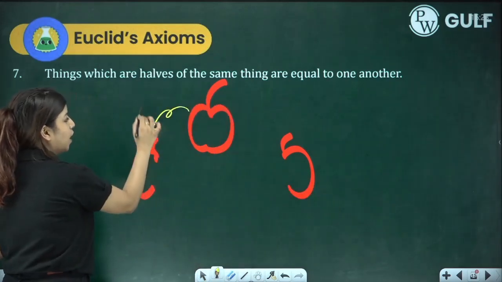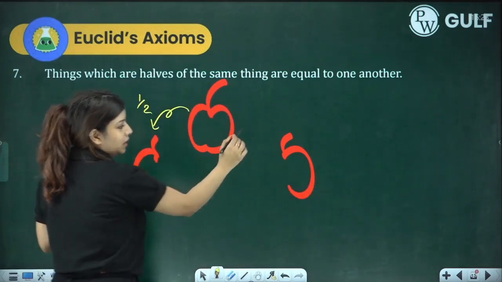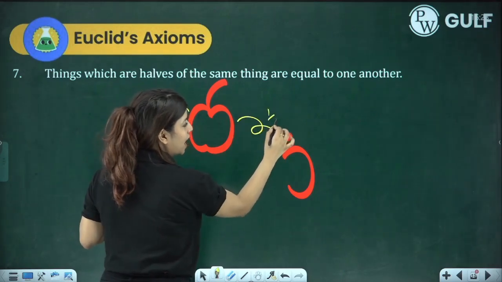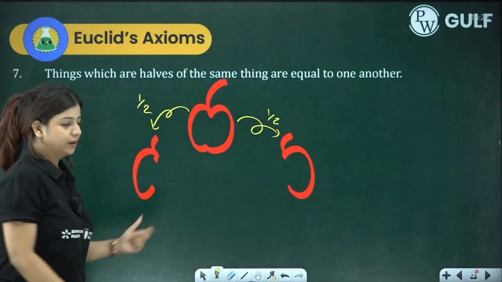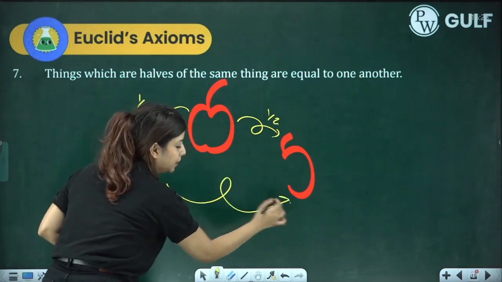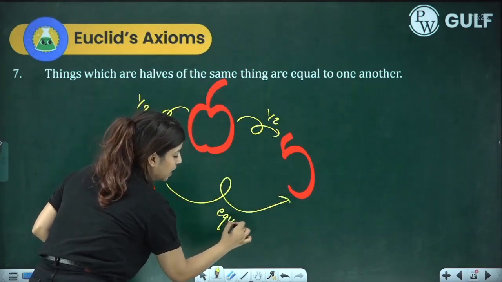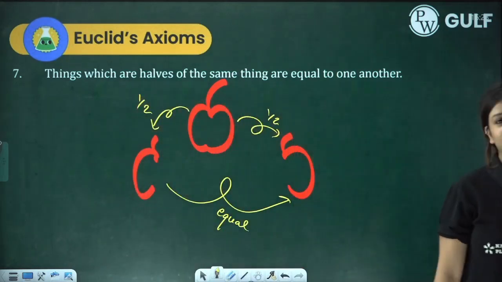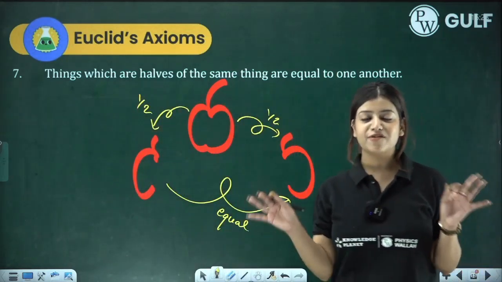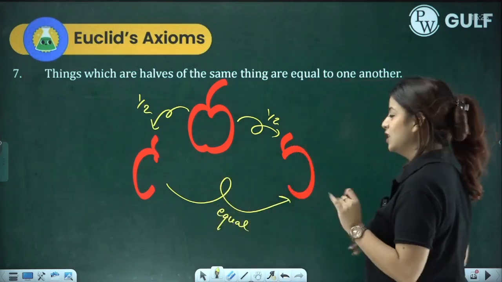This part is what? Half of the apple. This part is also half of the apple. So if both of them are halves of the same thing, then both of them will be equal to one another. So this is simple axiom number 7. I hope that all these 7 axioms are clear with you people, right?